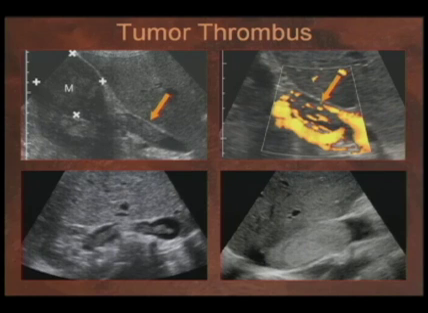Now, eventually, that renal vein thrombus may extend into the inferior vena cava, as we see in this transverse view, and it may extend well into the cava, and sometimes even above the diaphragm and into the heart, as we see here.